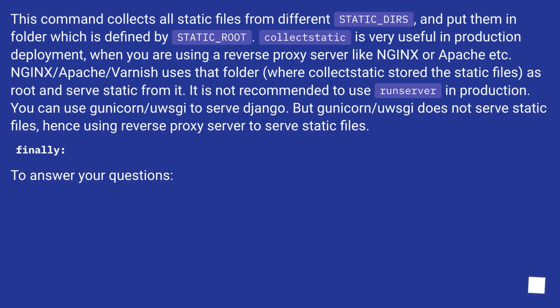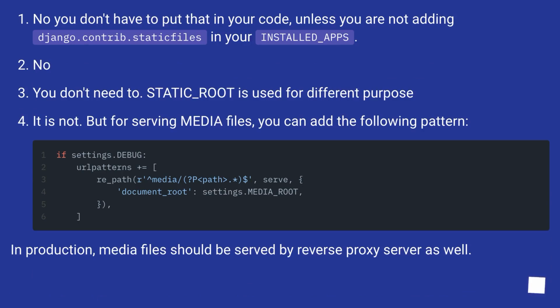Finally, to answer your questions. No, you don't have to put that in your code unless you are not adding django.contrib.staticfiles in your INSTALLED_APPS. No, you don't need to. STATIC_ROOT is used for a different purpose. It is not. But for serving media files, you can add the following pattern. In production, media files should be served by a reverse proxy server as well.